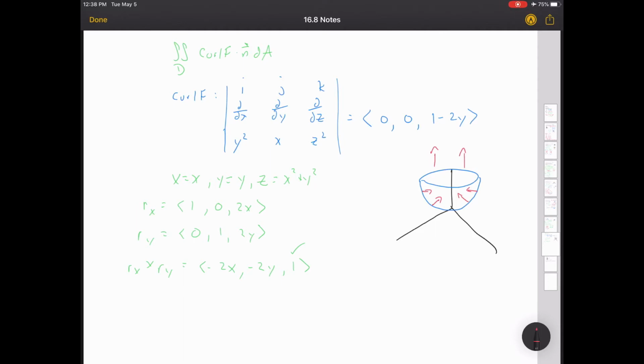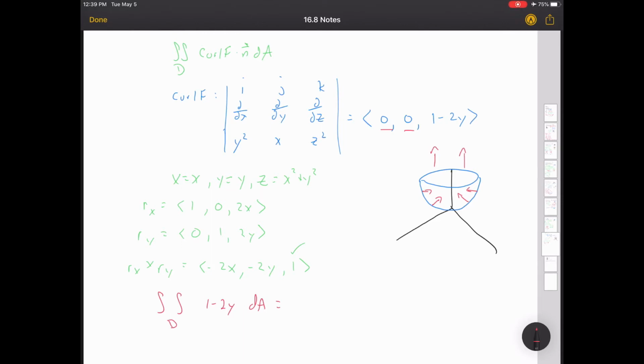The nice thing about this one, again, is when I dot the cross product with the curl, the first two components of the cross product don't matter because the first two components up here were 0. So it's 0 and 0, and then the last one is just 1 times 1 minus 2y. So this really isn't going to be too bad. So we're going to have our double integral of 1 minus 2y dA over D. So let's go ahead and figure this thing out.